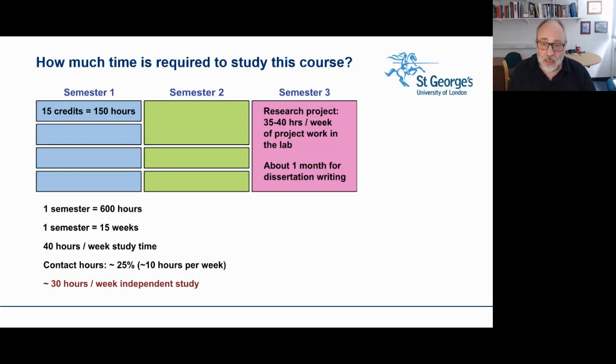For the research project in semester 3, we would be expecting you to spend 35 to 4 hours per week on your research project, working in the lab or working on your data analysis project. And then about 1 month of that time should be dedicated to dissertation writing. While in semesters 1 and 2, there's quite a bit of extra time, as I'll show in a moment, where you don't have to come to university, in semester 3, we would ask you to dedicate that chunk of time entirely to your research project.